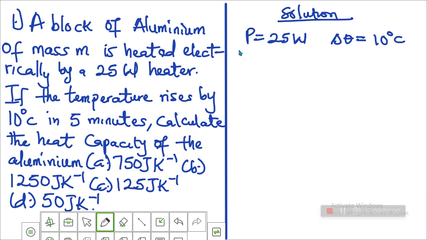Then they give you 5 minutes. This is your time, and the SI unit for time is seconds. So you need to convert your time to seconds, which is 5 times 60, that is 300 seconds. So that's your time. Now, what's the formula? They say you should calculate the heat capacity of the aluminium.